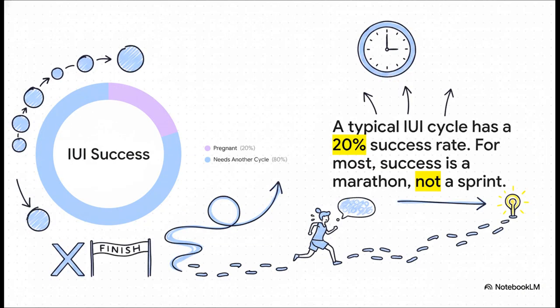Now, when it comes to treatments like IUI, managing your expectations is so important for your mental health. In a best-case scenario, you're looking at about a 20% success rate per cycle. So if it doesn't work the first time, that's not a failure. It just means you're in the 80% of people who will probably need to try again. You gotta remember, for most people, this is a marathon, not a sprint.